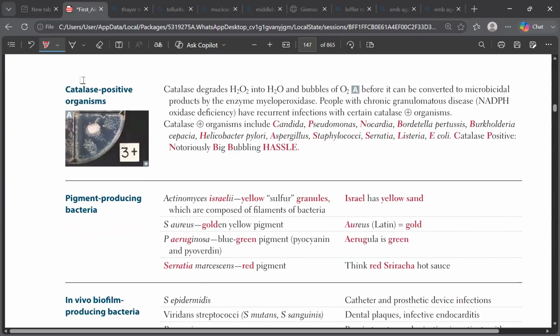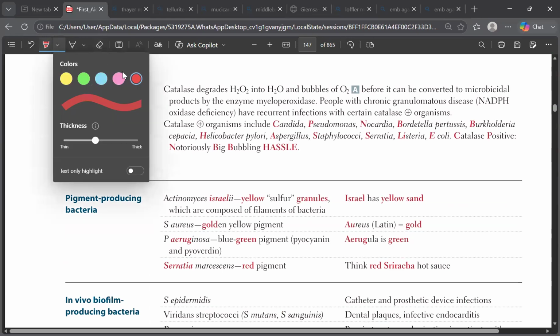Next, we have catalase positive organisms. Catalase degrades H2O2 into water and bubbles of oxygen before it can be converted to microbicidal products by the enzyme myeloperoxidase. People with CGD, NADPH oxidase deficiency, have recurrent infections with certain catalase positive organisms.